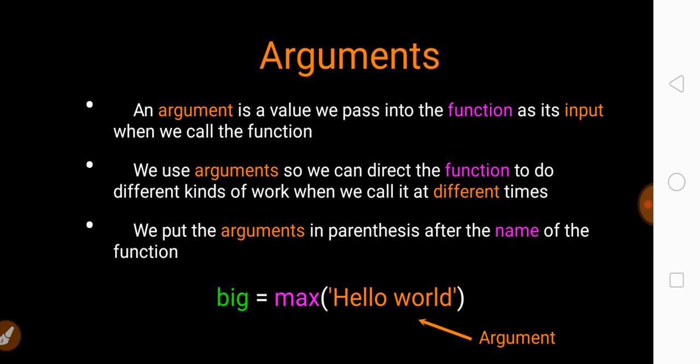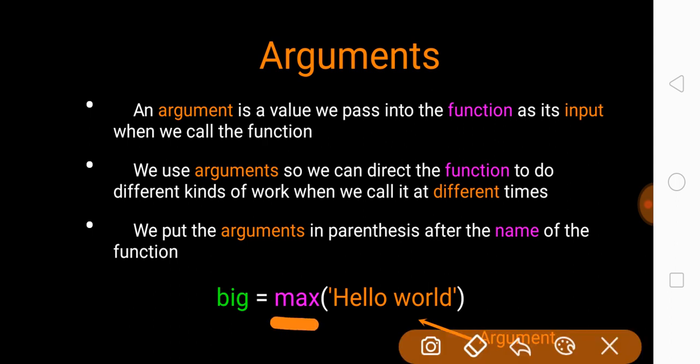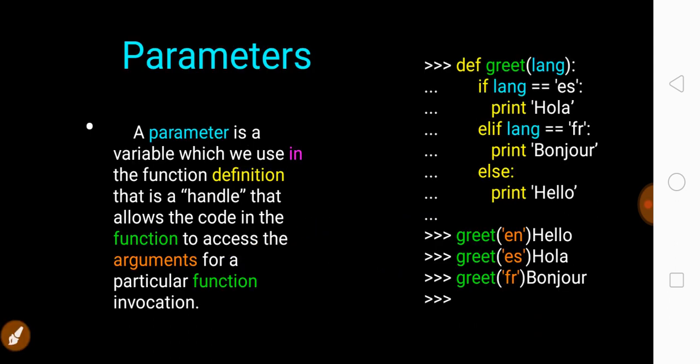The third important point regarding the function is the argument. The argument is the value which is passed to the function while calling it. Over here I am calling the function max, and whatever I am passing to that function is known as an argument. And also there is a word parameter. A parameter is used when we define the function. Actually it is used within the definition.